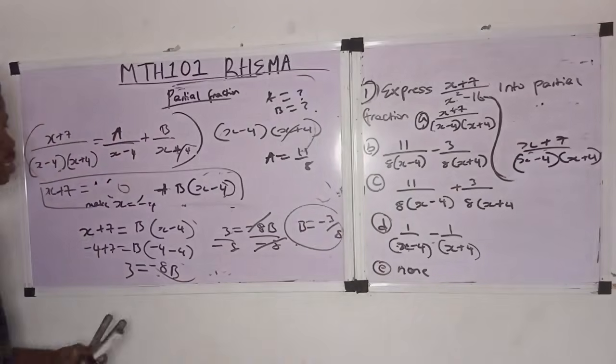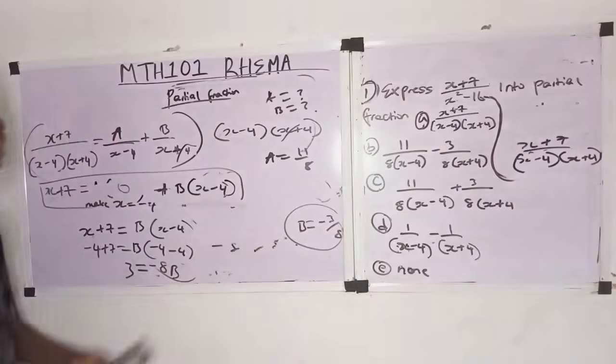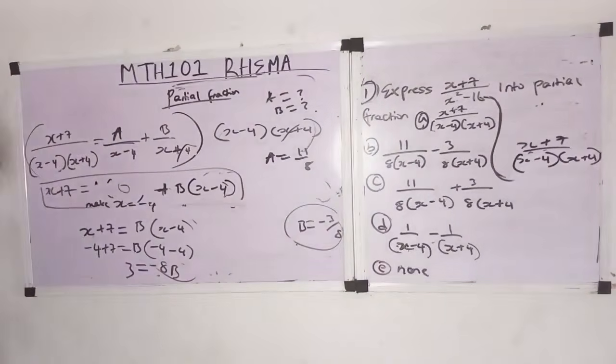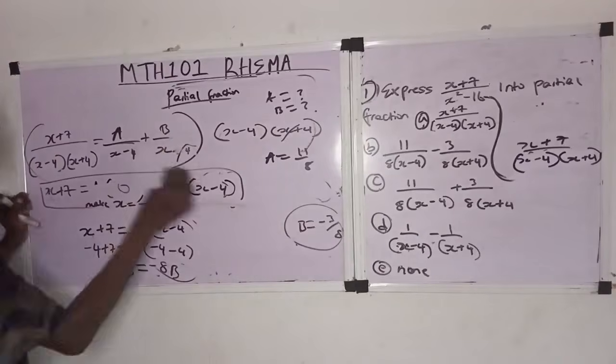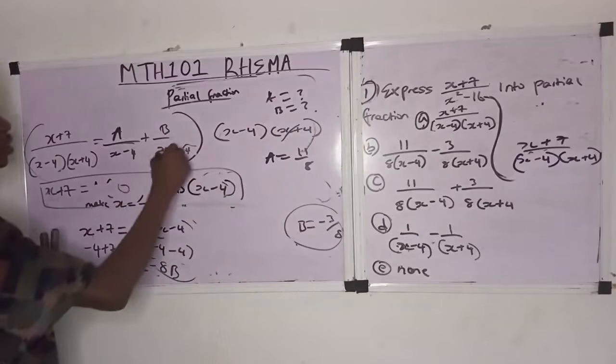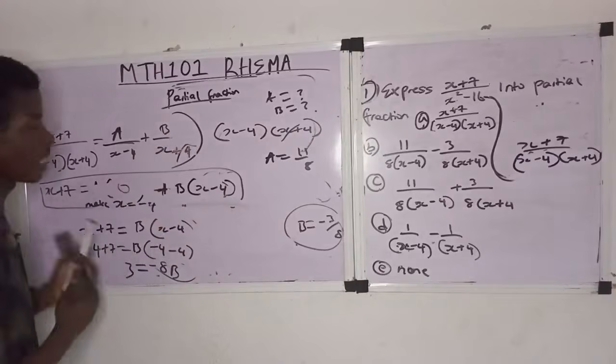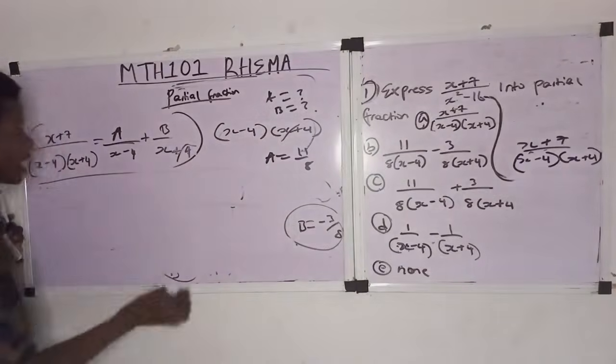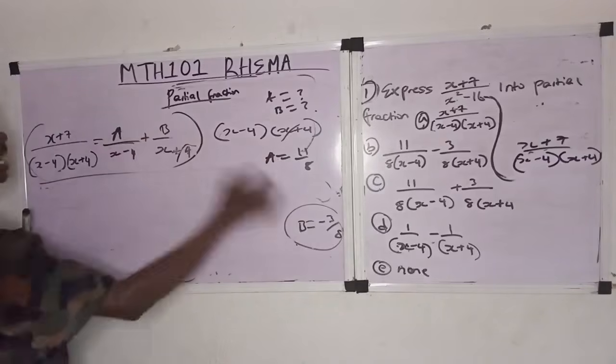So therefore, our A is 11 over 8, then our B is minus 3 over 8. Okay, so that is just it. Now let's put it in. So our A is 11 over 8, then our B is minus 3 over 8, right? So we'll substitute it inside here.